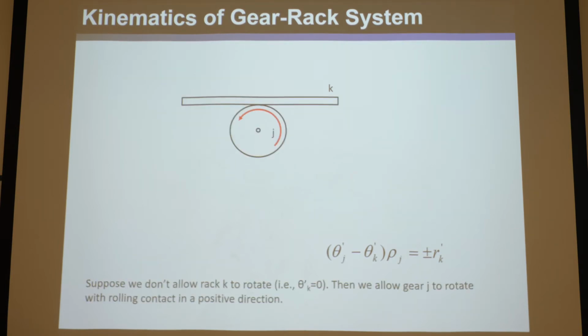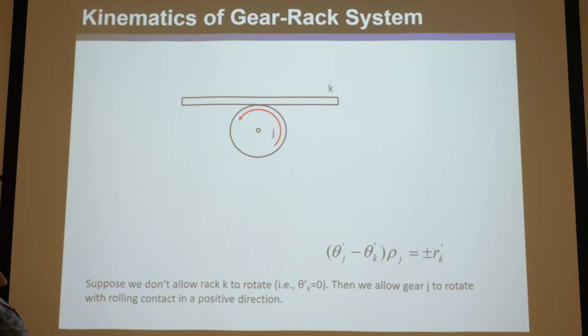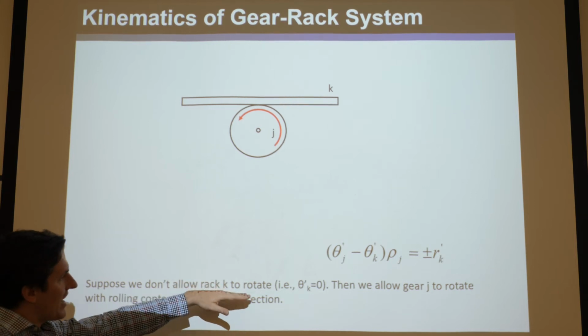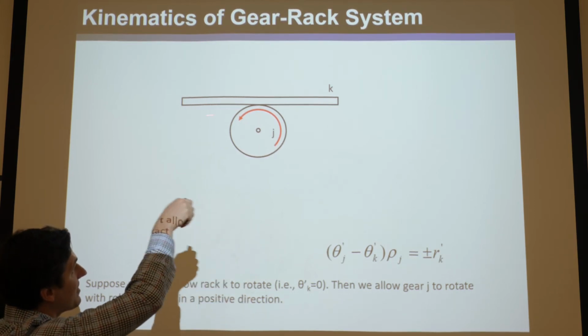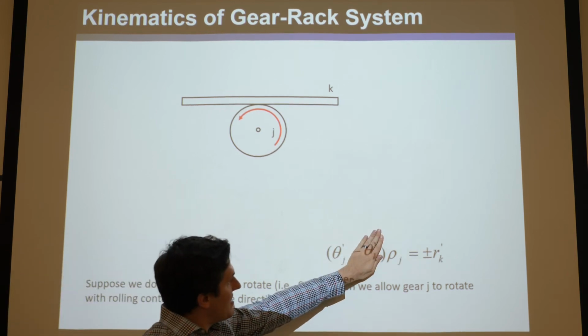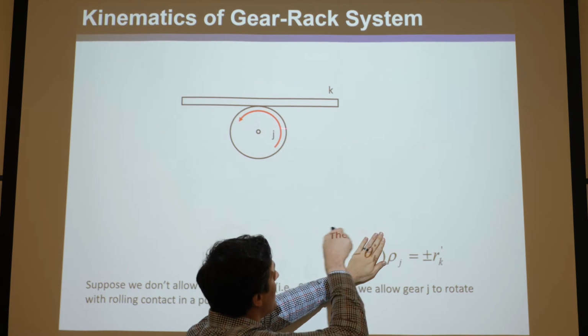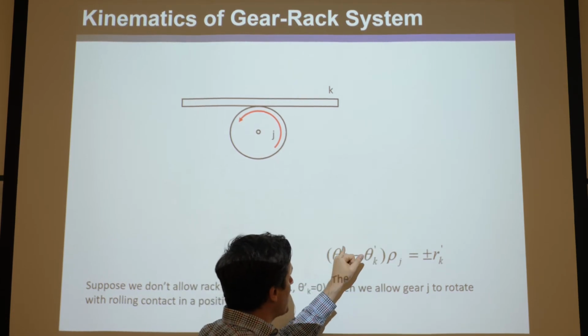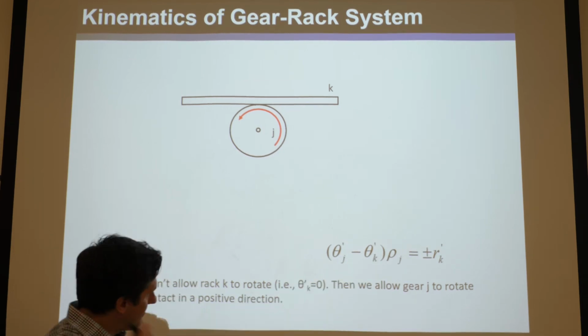Okay, so let's just simplify this, use this equation and simplify it so it's a little easier to visualize and prove to ourselves that this is a correct equation. Suppose we don't allow rack k to rotate. So theta k prime equals 0. Okay, so this is just stuck there. This is 0. We're going to make this 0 here. And now what we're going to get is rk prime, which is the speed this moves, is apparently theta j prime times rho j. Okay?